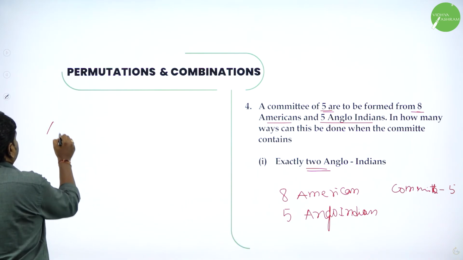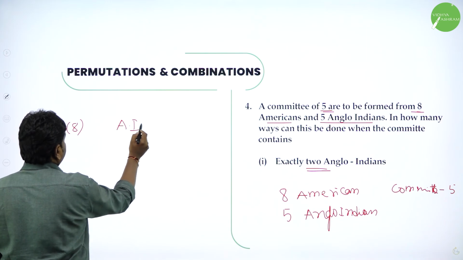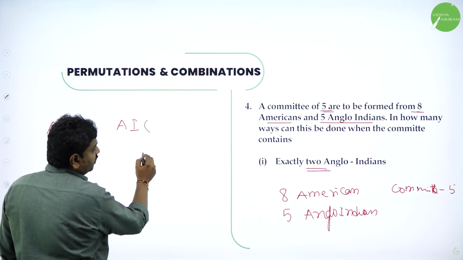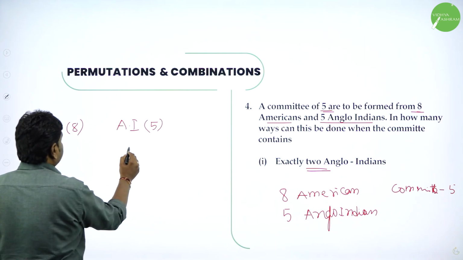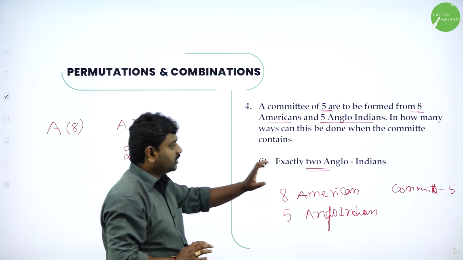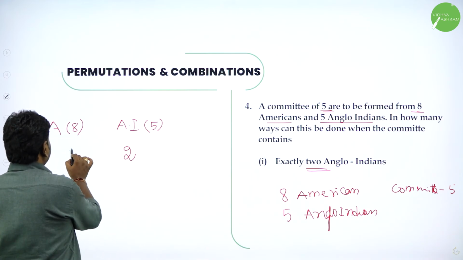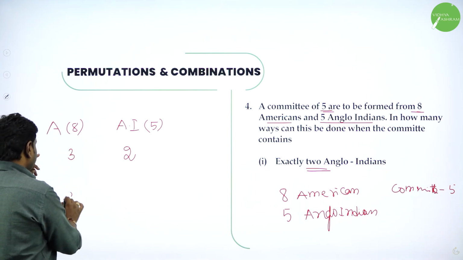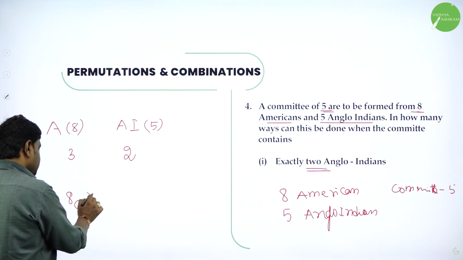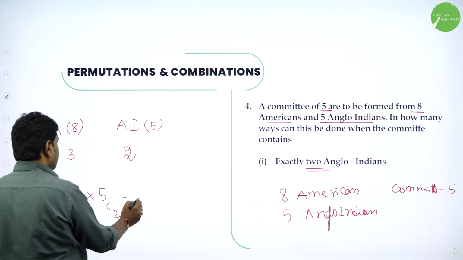See, Americans we have 8. Anglo-Indians, AI I'll write. We have 5. Here exactly 2 I should select. Exactly 2 Anglo-Indians I should select. Remaining I should select Americans, so 3 I should select. So out of 8 Americans, 3 can be selected in 8C3, and out of 5 Anglo-Indians, 2, because total is 5. This is the only possibility.